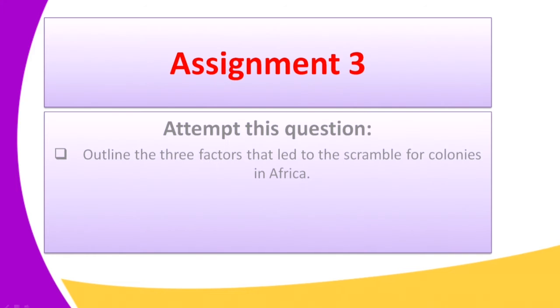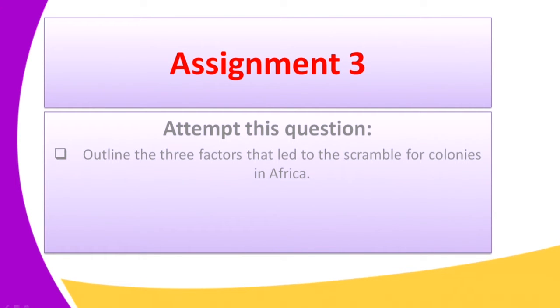In our previous lesson, we were looking at the factors that led to the scramble for colonies in Africa. And we said that the scramble led to the partitioning of Africa. And I gave you some assignment to attempt at home. This question was, outline three factors that led to the scramble for colonies in Africa.